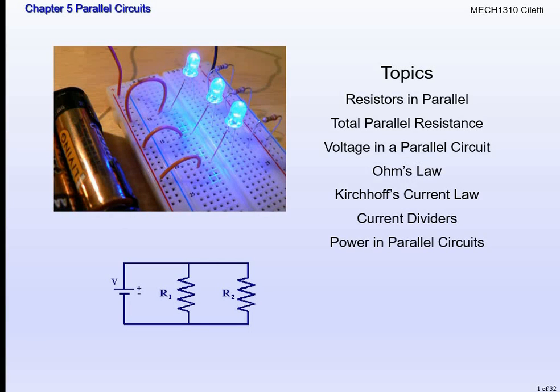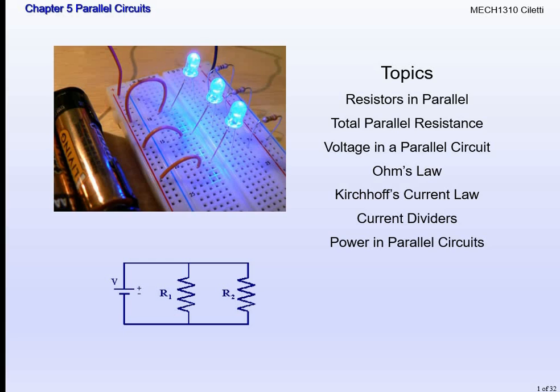Alright, this is lecture 5 over chapter 5 in your book. Okay, we're going to start talking about parallel circuits. So last chapter we talked about series circuits, and now we're going to talk about parallel circuits, and we're going to be able to see what the difference is between the two and learn how to do all the basic calculations for a parallel circuit. And then next chapter we're going to put series and parallel circuits together.